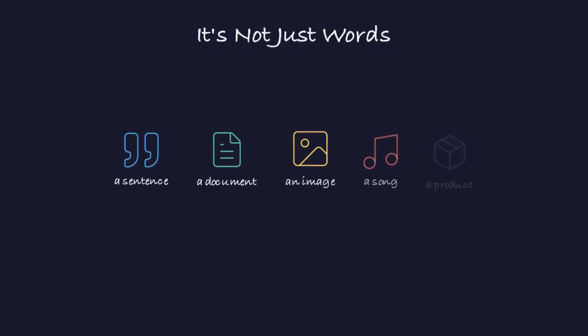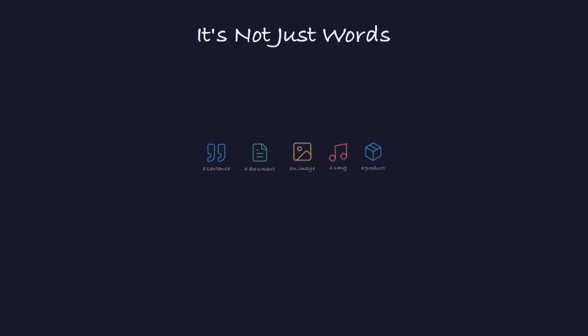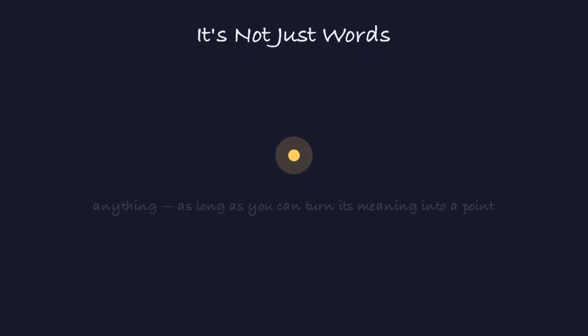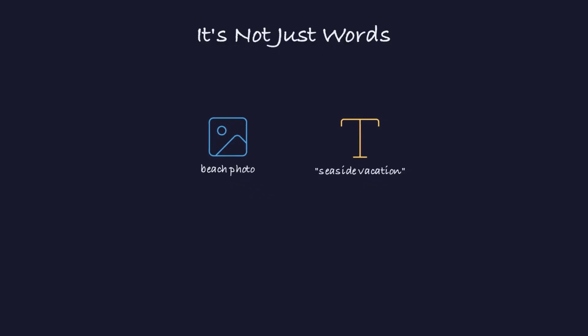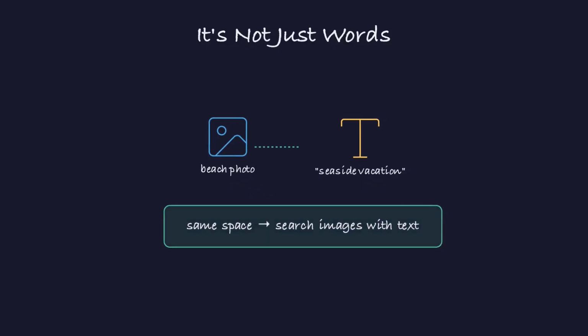And here's what makes embeddings everywhere. It's not just single words. You can embed a whole sentence, a document, an image, a song, a product. Anything, as long as you can turn its meaning into a point in space. You can even put images and text in the same space, so a photo of a beach lands right next to the word seaside vacation. That's how you search images with text.